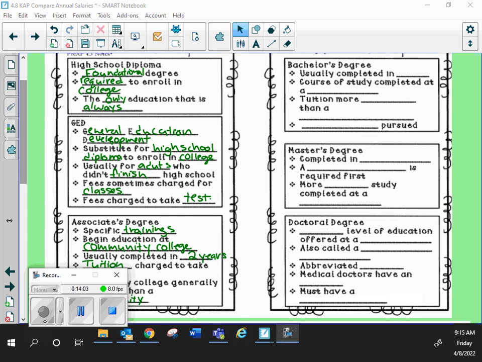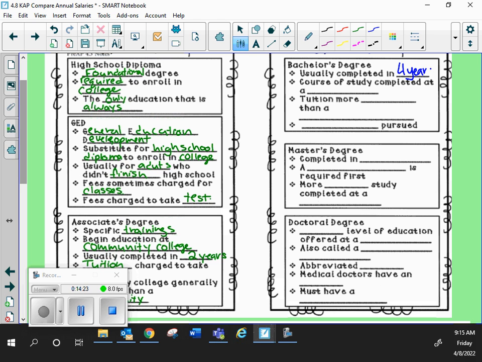The most common though is the bachelor's degree. Miss Lytle has a bachelor's degree, and most of your parents do, not all of them. My dad doesn't even have his bachelor's degree, but he did just fine. But most parents who go to college have their bachelor's degree. This one is usually completed in 4 years. Again, sometimes it takes more, sometimes it takes less, depending on you and your life. It's a course of study completed at a university, and tuition is more expensive than a community college.